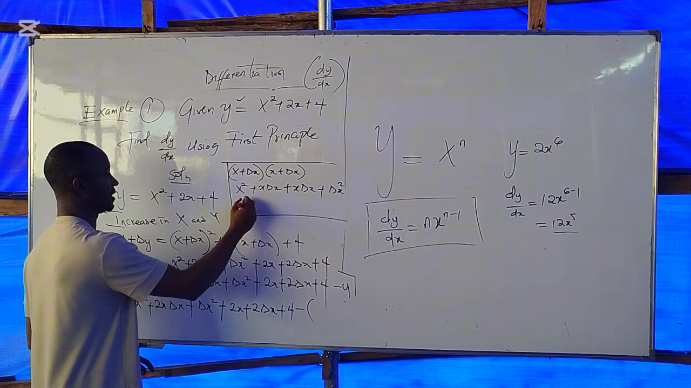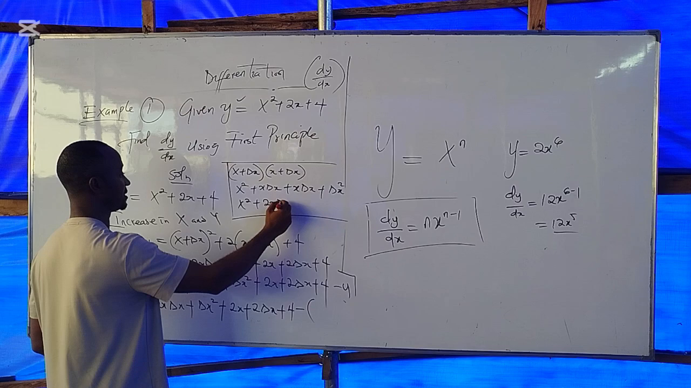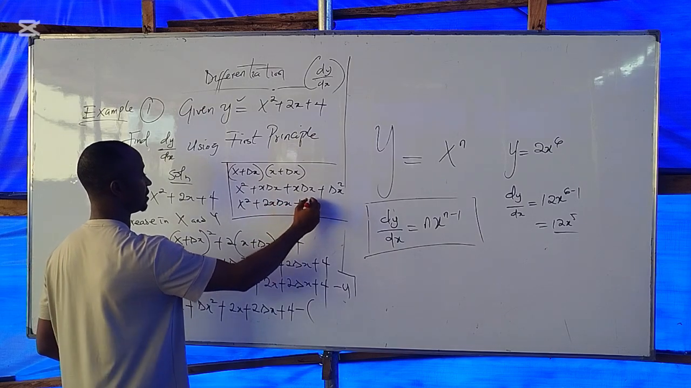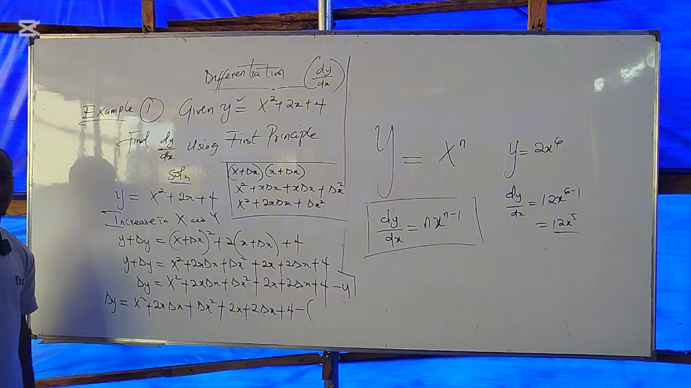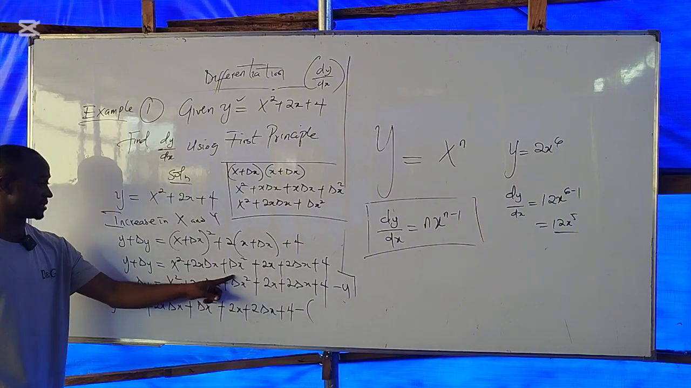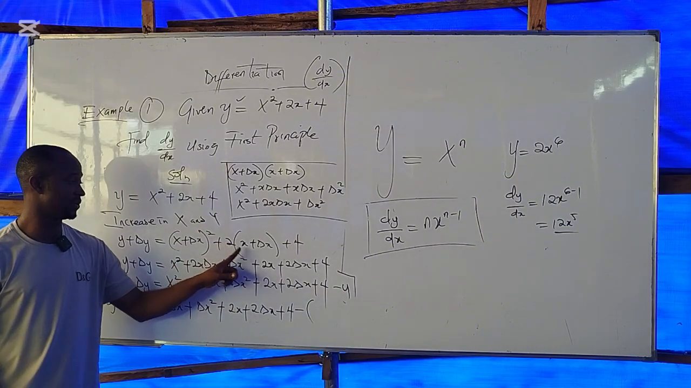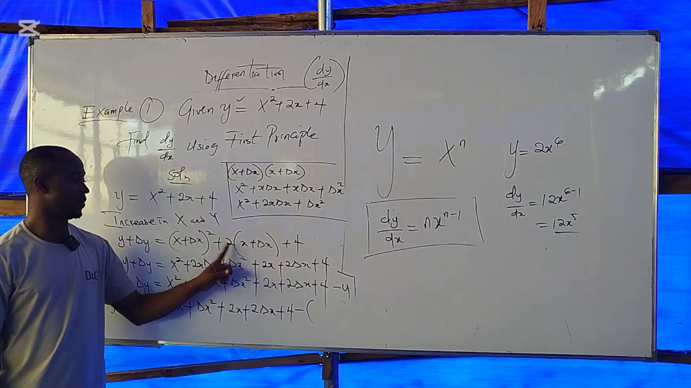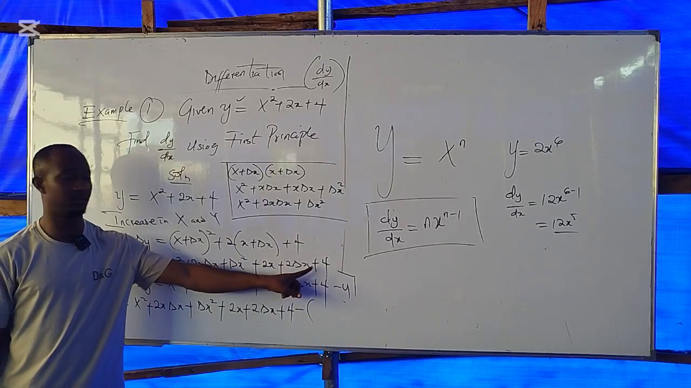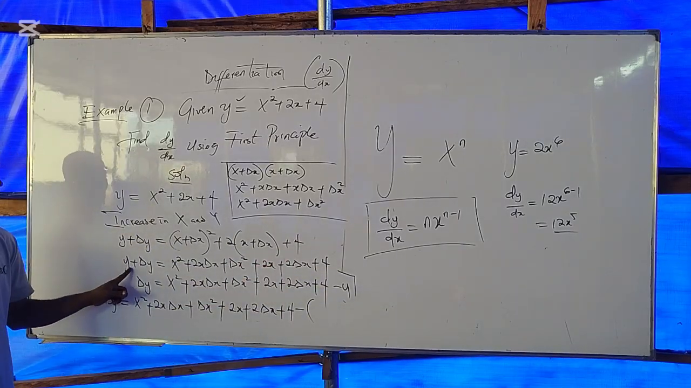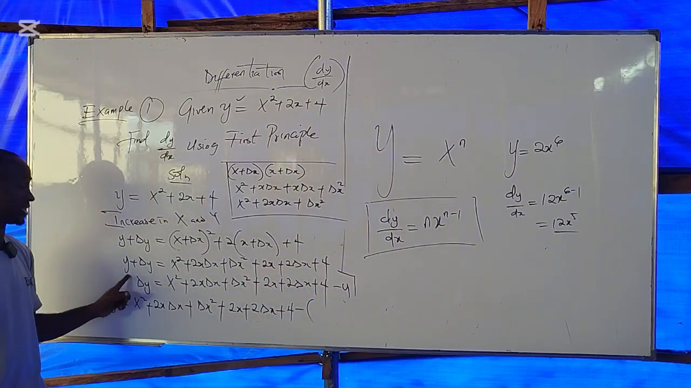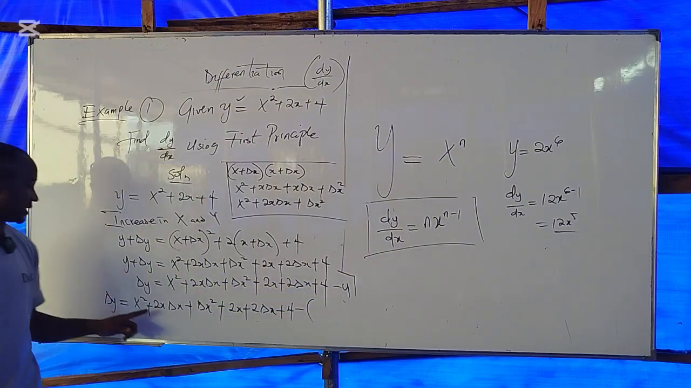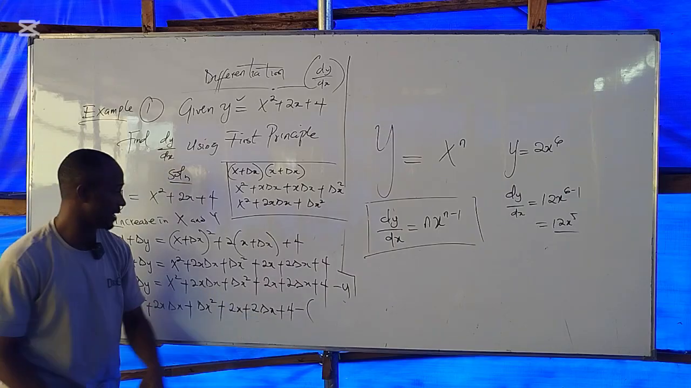So we have x squared plus 2x delta x plus delta x squared. Are you following? So this is what gave us this. Then this we expanded: 2 times x is 2x, and 2 times delta x is 2 delta x, plus 4. So we now move our y to the other side, meaning I repeated the same thing, I just transferred y to the other side. And that gave us this.